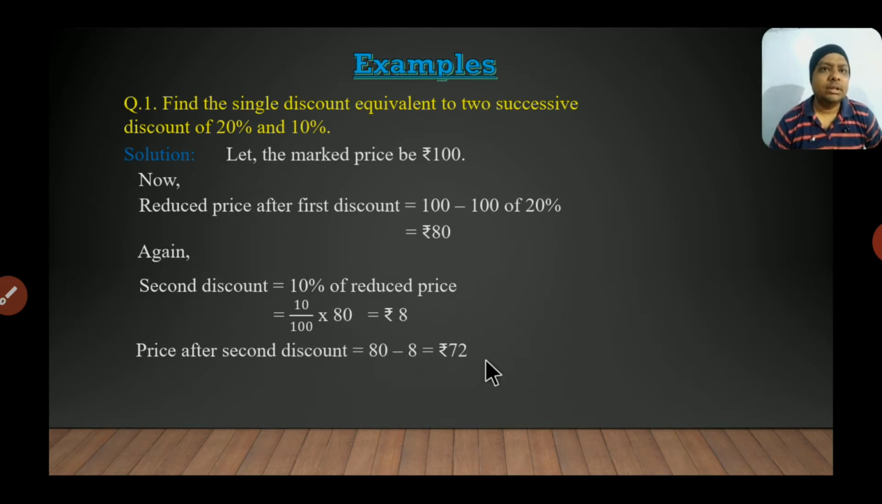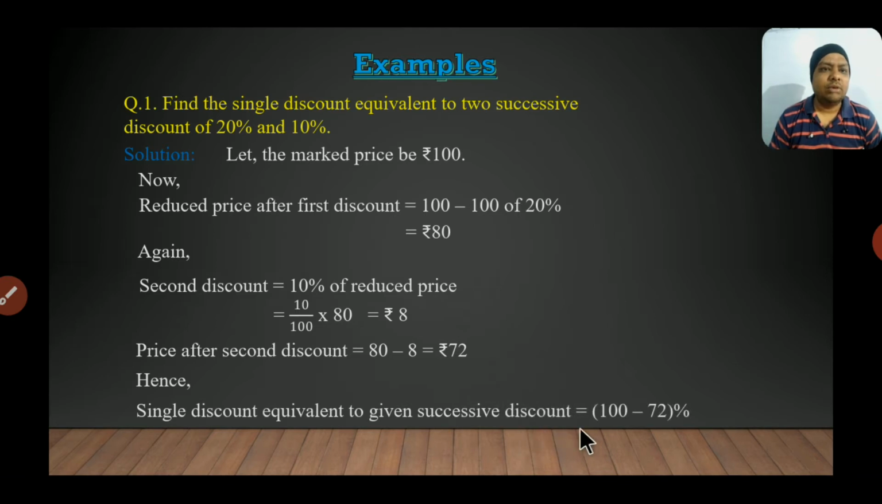It means the price from the mark price of 100 is now 72. So what is the percentage? We subtract this number from the assumed number. Hence, the single discount equivalent to the given successive discounts is equal to 100 minus 72, that is 28%, and that will be the single discount here. I hope that you all have understood. So let's move to the next question.